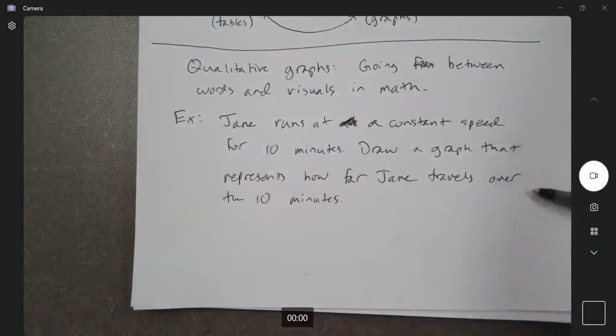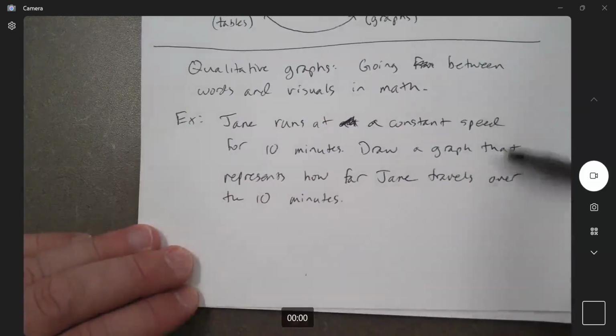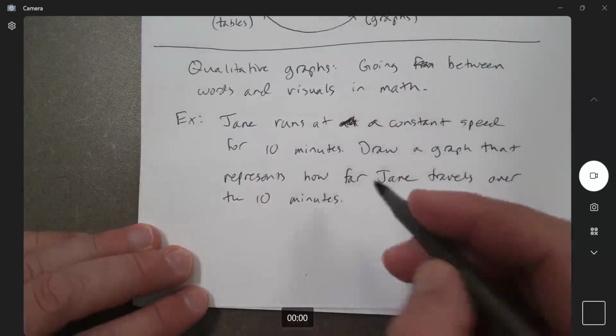So this is a classic verbal representation of a mathematical idea. If Jane runs at a constant speed for 10 minutes, we could figure out how far Jane has run over the course of those 10 minutes or at any point in those 10 minutes. And we're going to convert this verbal idea into a visual idea.